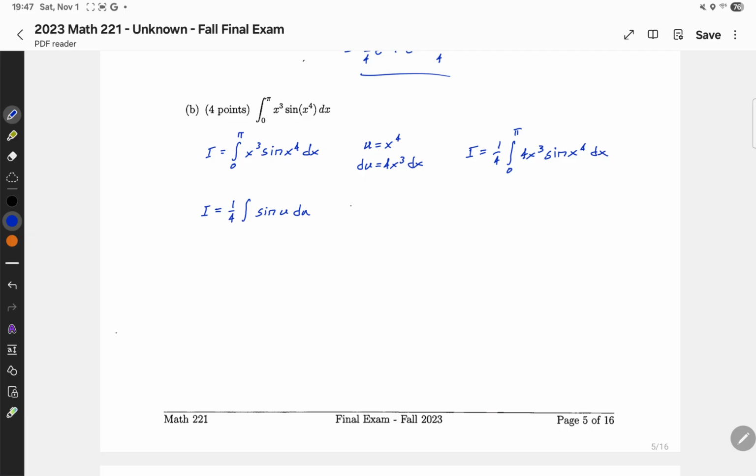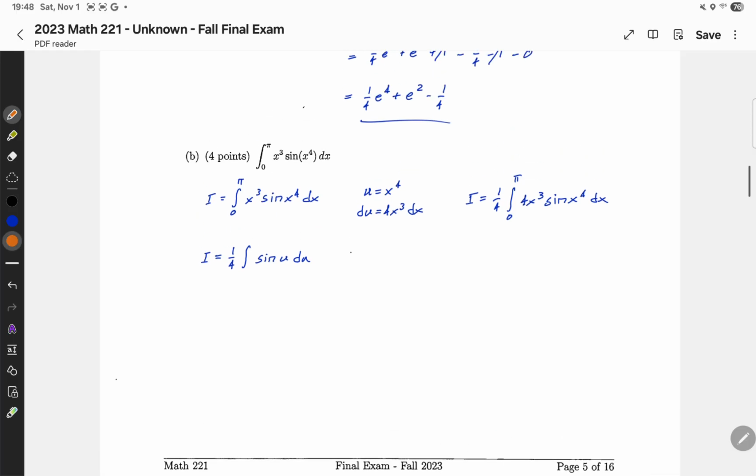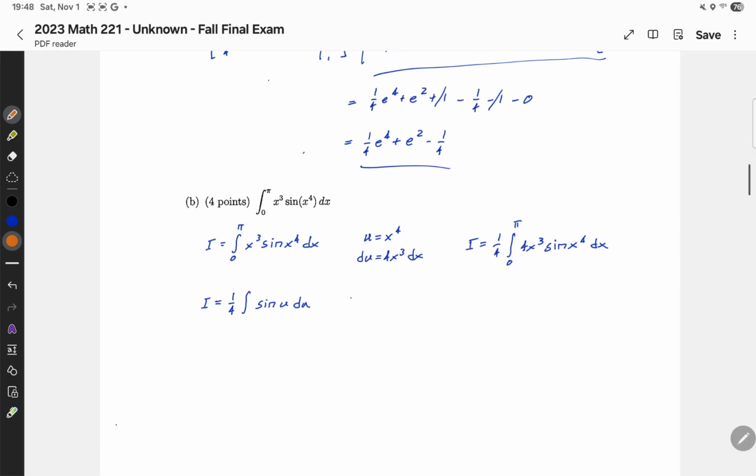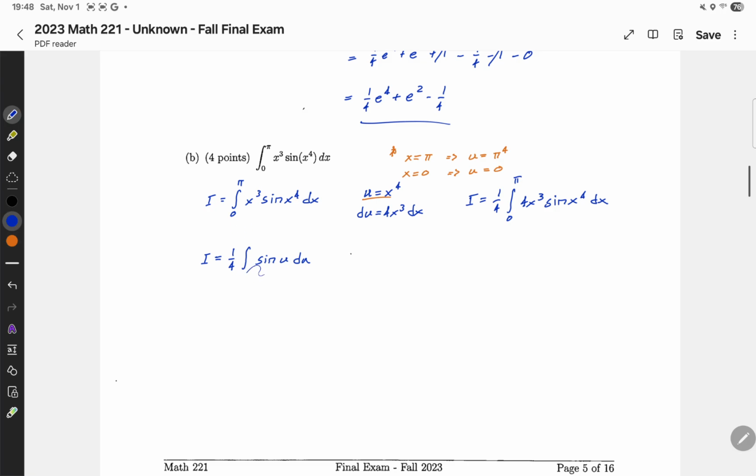We can either swap the bounds to our u bounds, or we can leave them as they are and swap back to x at the very end. Just because I feel like this is the best practice, so you don't forget, we're going to swap the bounds. So I'll do that up here in orange. We know when x is equal to pi, this implies u is equal to pi to the 4th. And I'm just getting that from this equation right here. And when x is equal to 0, this implies u is also equal to 0. So our new bounds, we are integrating from 0 to pi to the 4th, just like that.